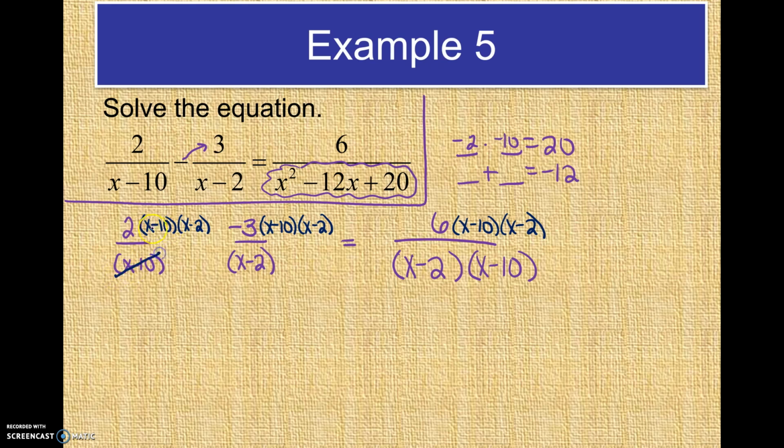In the first term, x minus 10 cancels. We then need to distribute to get 2x minus 4. In the next term, x minus 2 cancels. We need to distribute to get negative 3x plus 30. And in the last term, both things in the denominator cancel, leaving us with 6.